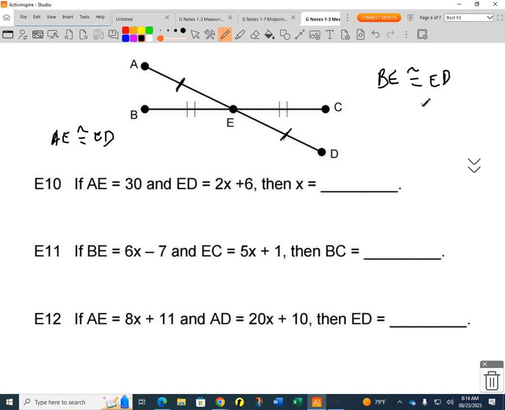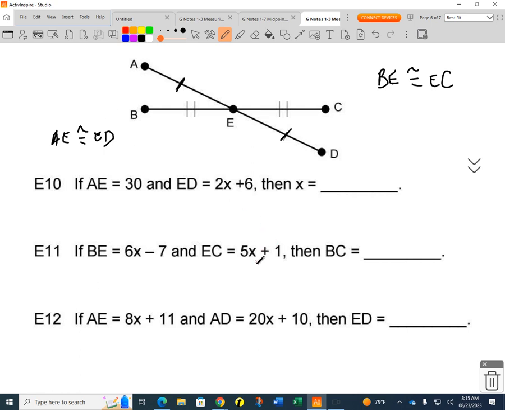We don't know which segments are longer, we know which ones have the same measure, and we know which ones are different. Yes, Tyler? Do you mean EC? Yes, I do, thank you. Also, is there a special name for a segment bisector that dissects multiple lines? That's a good question, but not that I know of.